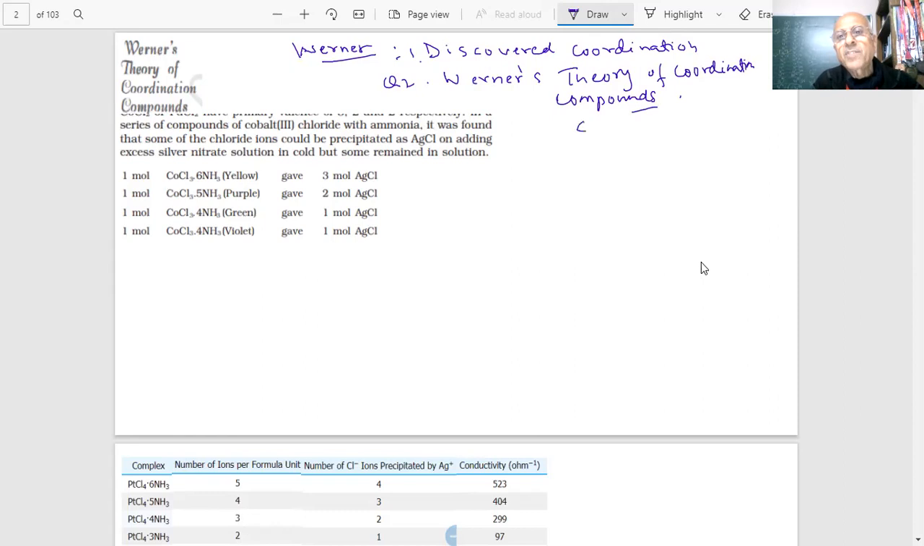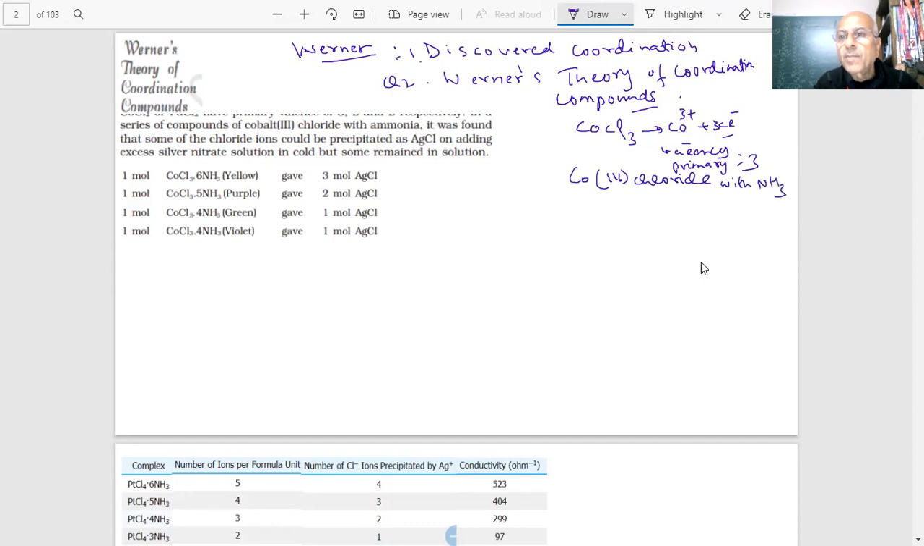Actually, as I told you, if I have CoCl3, it dissociates to give Co3+ and 3Cl-. This is the primary valency, which is 3; it gives 3 ionizable anions. But Werner was studying and preparing some compounds of CoCl3 or CrCl3 with ammonia. He was preparing a series of compounds of cobalt 3 chloride with ammonia.